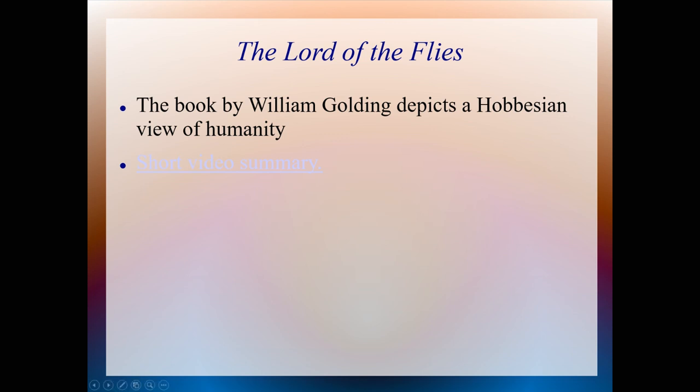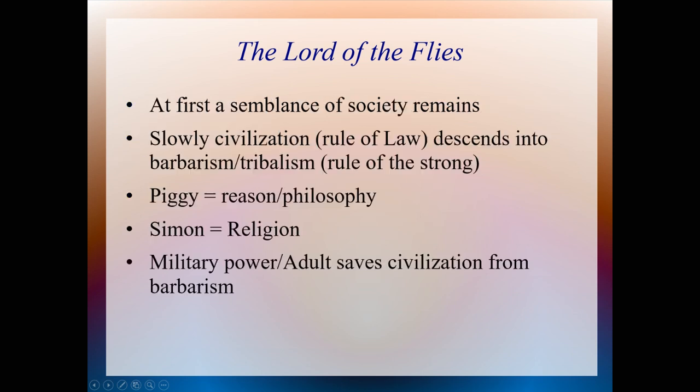All right, you should have watched the video now. Let's talk about that. So that was kind of a summary of The Lord of the Flies. And from the story there, from the video, if you've read the book, good, you see that after the boys show up on the island, they have a semblance of their society that has remained. But slowly, the rule of law or civilization descends into tribalism, rule of the strong, or barbarism.